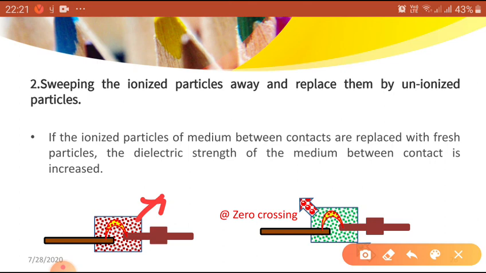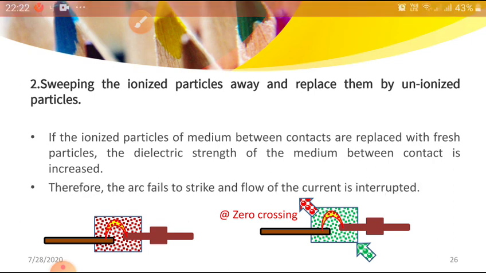During the zero crossing period, if the weak ionized particles are removed and fresh deionized particles are entered into the chamber, then automatically the arc will quench. That is the thing we are going to do. Therefore, the arc fails to restrike and the flow of current is interrupted.